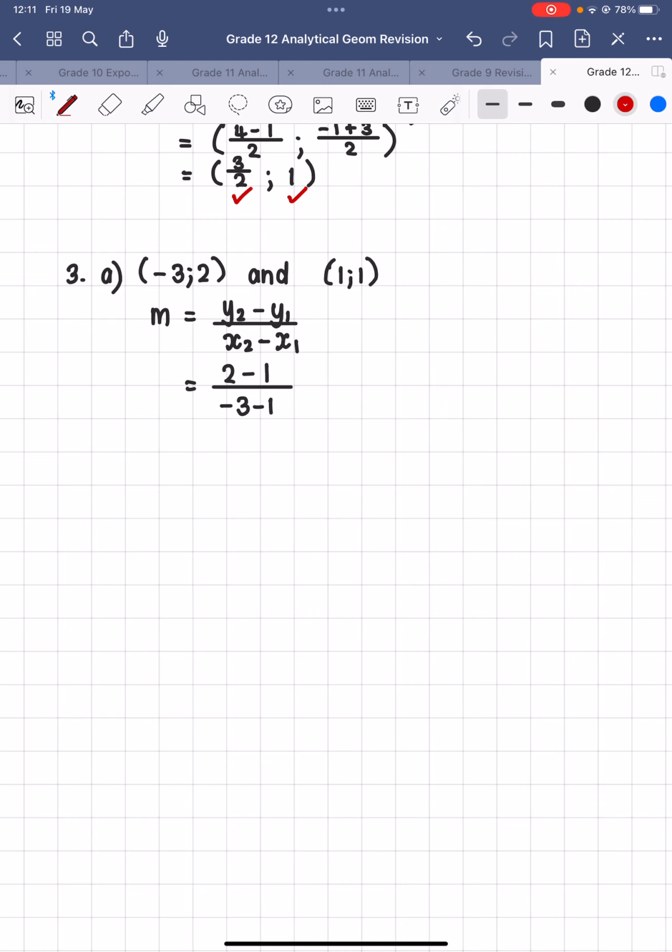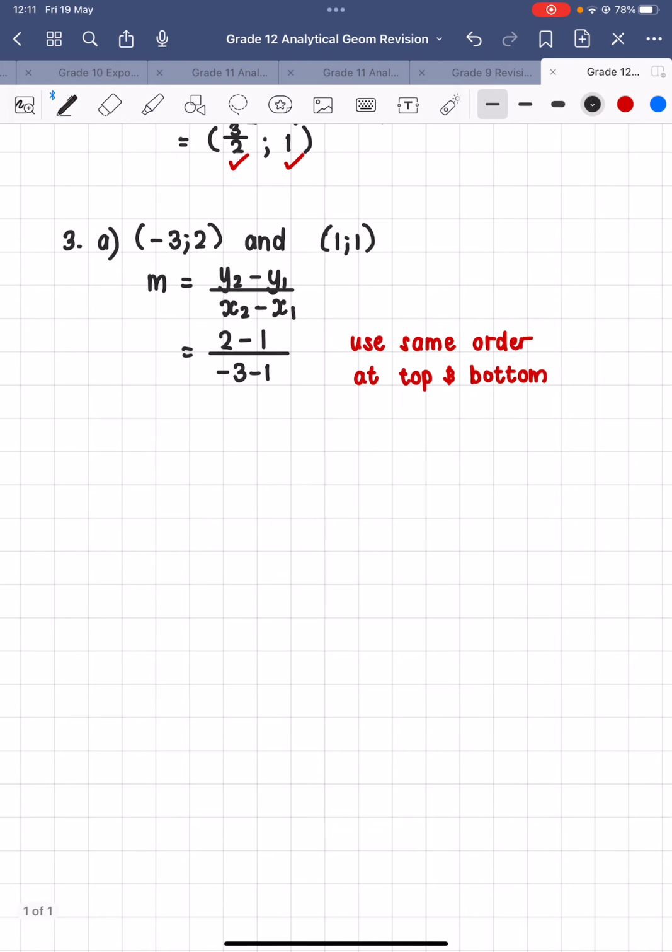Okay, so I'm just going to write here, use same order at top and bottom. Okay, now you would just work that out. 2 minus 1 at the top, that's 1. And at the bottom we have negative 4. Okay, so the answer there is just negative 1/4.